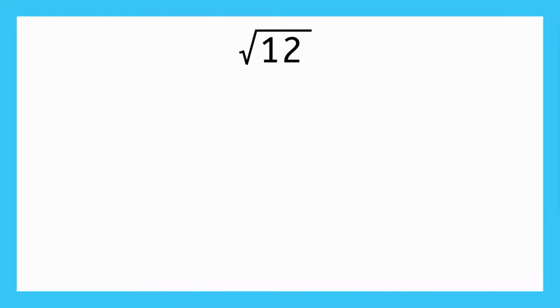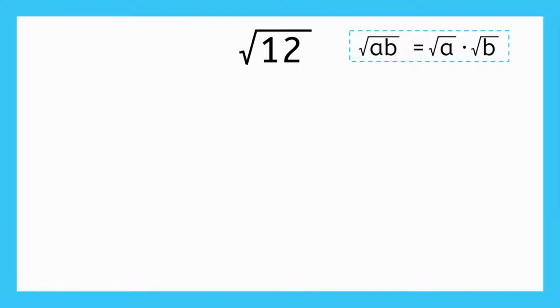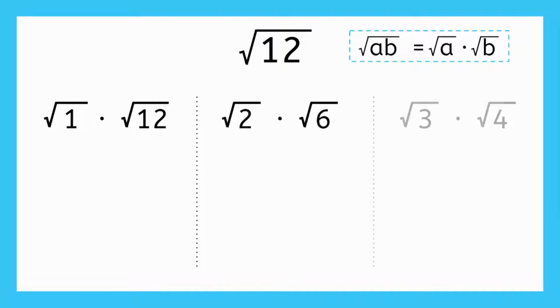Let's consider the square root of 12. 12 is a non-perfect square, so we won't be able to fully evaluate it. But the radical rule should be able to help us simplify it. So the radicand is as small as possible. The radical rule tells us we can rewrite the square root of 12 as a product of radicals. So what are the factors of 12? To get 12, we could multiply 1 times 12, 2 times 6, or 3 times 4.